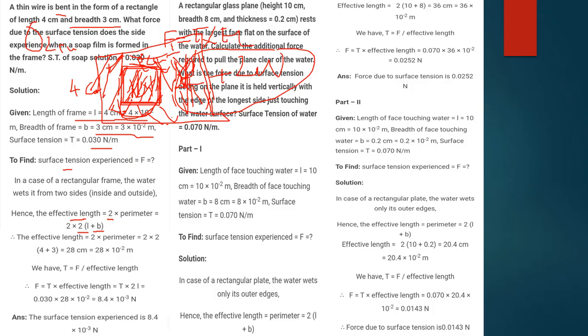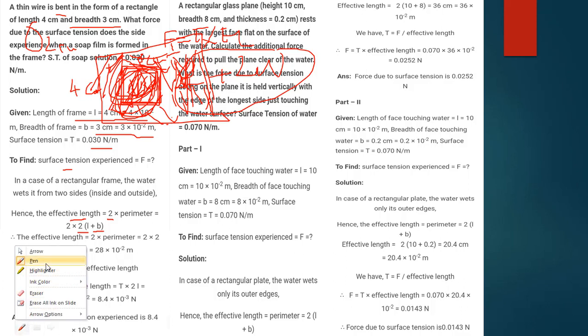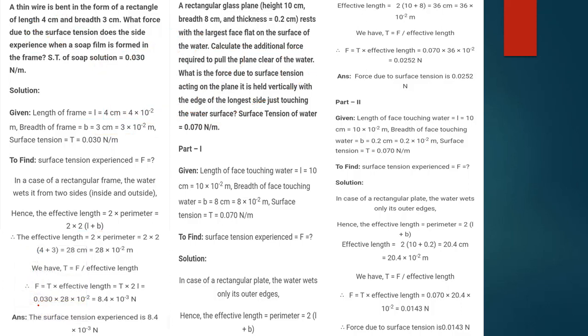Okay, so we are looking for the surface tension force of which hii wire inaexperience. So ukishapata effective length, then it is just simple na multiply na hiyo. Trick ni kwamba kwenye kutengeneza effective length tunabidi uwe makini kuangalia how many surfaces of the body are actually in contact with the fluid. A rectangular glass plane ina height ya 10 cm na breadth hiyo na thickness hiyo. Kwa hiyo hii yenyewe ni tofauti. So hii yenyewe una kifaa ambacho ni cuboidal. Okay? Una kifaa ambacho ni cuboidal na umeambiwa kina rest with the largest face flat.